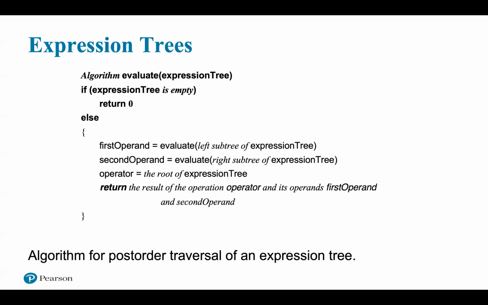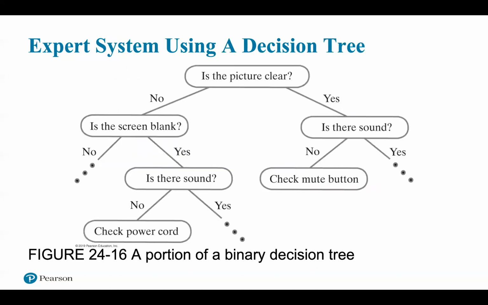A post-order traversal of an expression tree visits the left subtree, then the right subtree, and finally the root. If during the visits to the subtrees we evaluate their expressions, we can combine the results with the operator in the root and get the value of the original expression. Thus, the value of the expression tree is given by the following recursive algorithm. You can see that on the slide here.